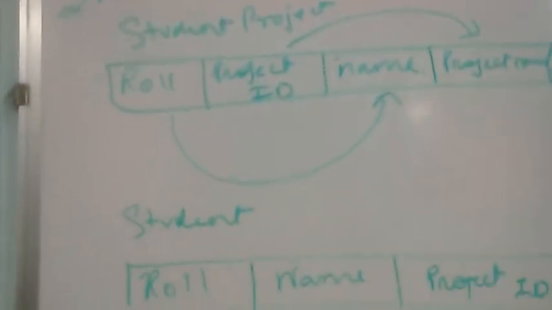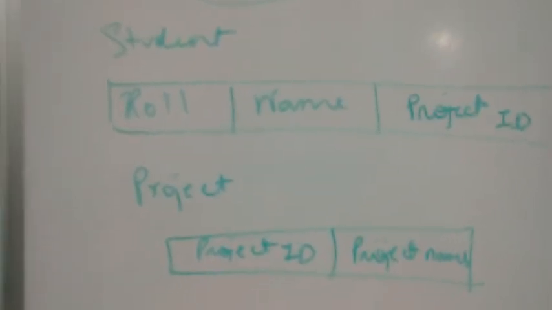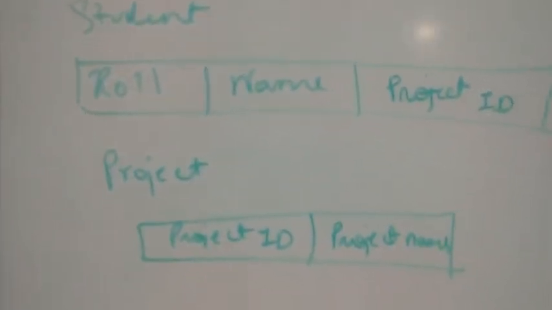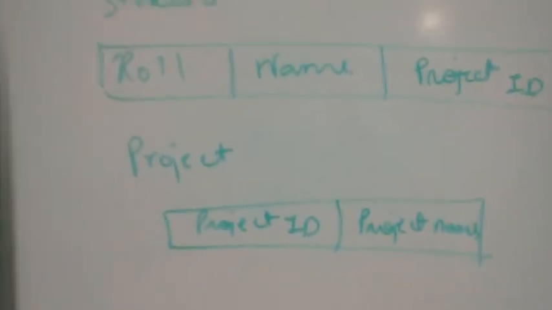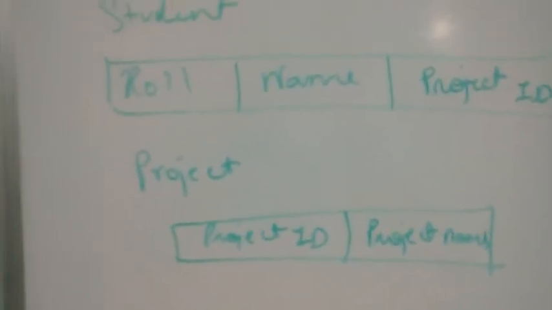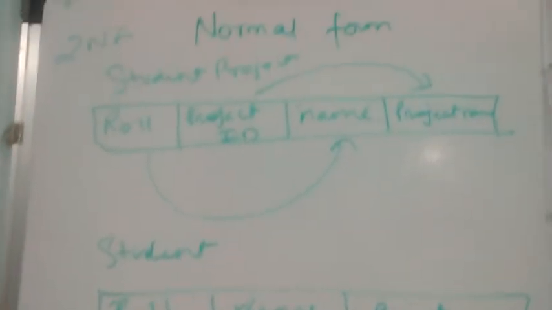So multiple dependencies. In student, the non-prime attributes are dependent on the roll number, which is a prime attribute, and the project name, which is also a non-prime attribute, is dependent on the project ID, which is now a prime attribute. In this way we have converted the table into second normal form.